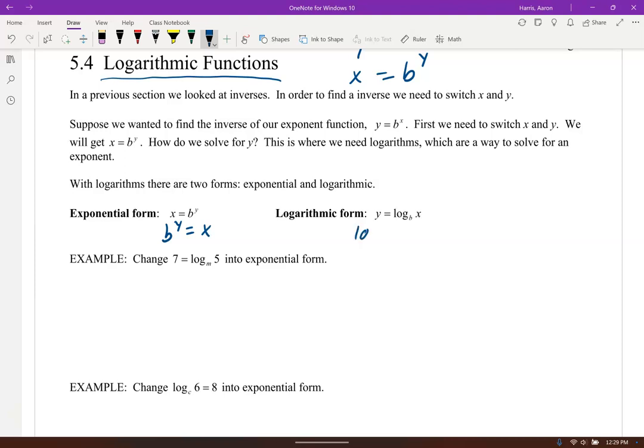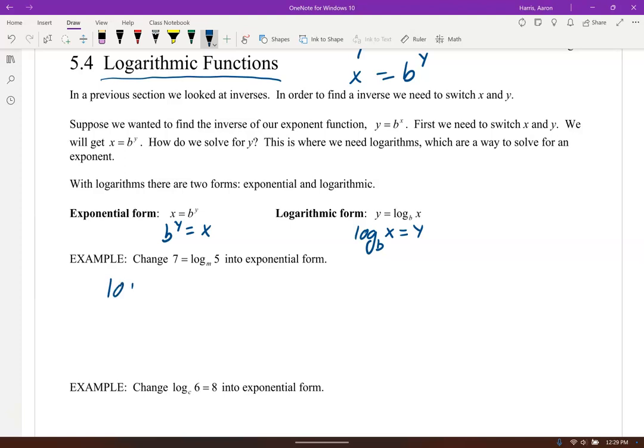And then in the logarithmic form, what I do is I write the log, and I write the equal, and I write it this way. I go b to the y equals x, and that's how I remember that. So this one is in logarithmic form right now. Again, there's two forms of logarithms, exponential and logarithmic. This one's in logarithmic form.